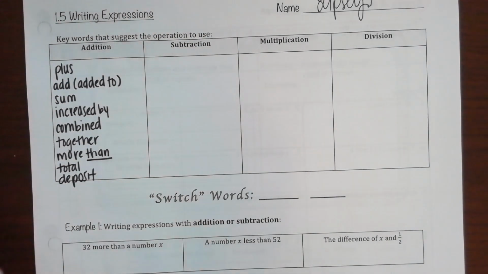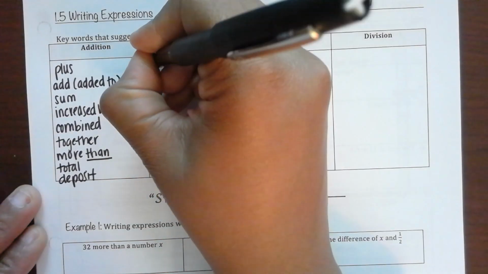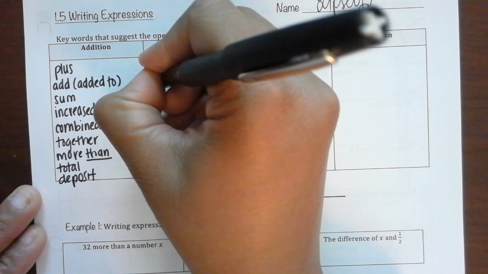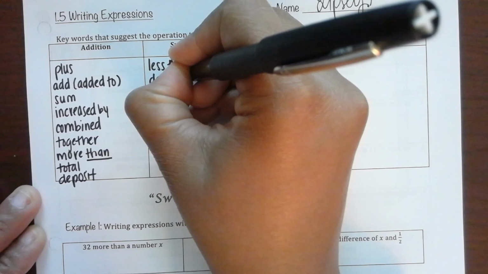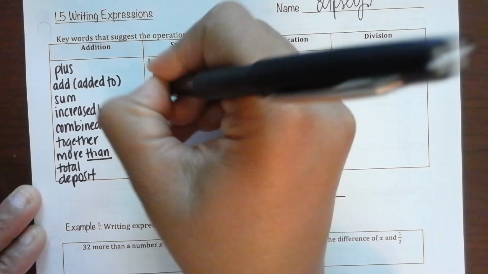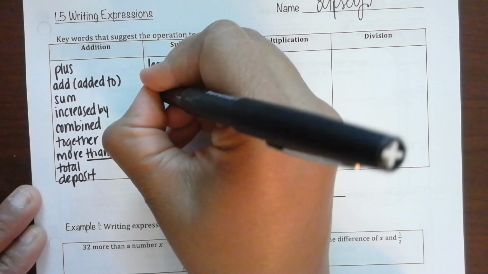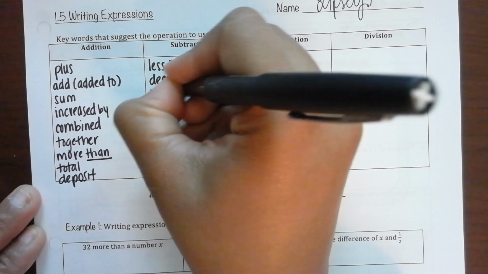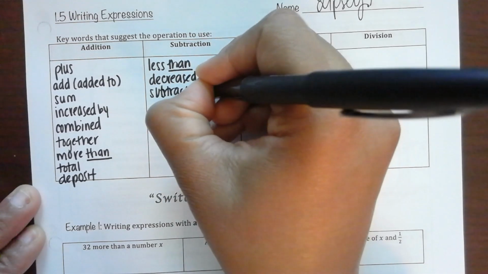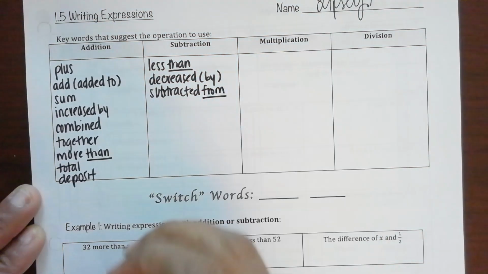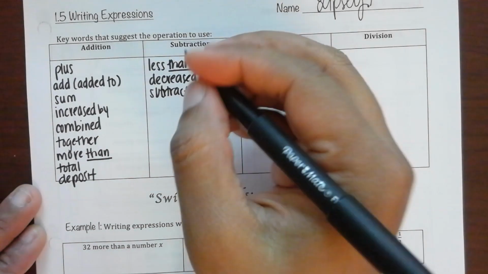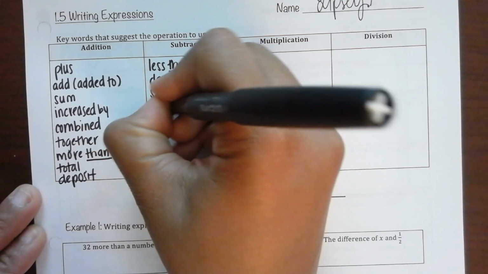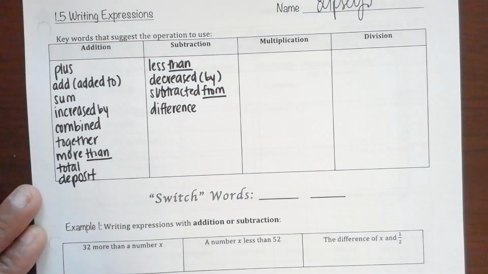Let's look at subtraction. Can you give me some? Less. Less than. I heard some other ones. Decrease. Subtract. We can also put by next to that. Let's add a word to that. Subtracted from, right? So subtracted from. What was it? Difference. That's a common one we see.